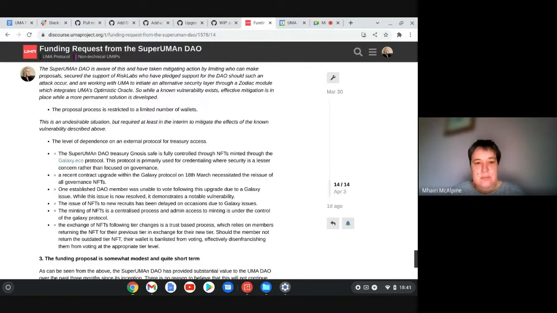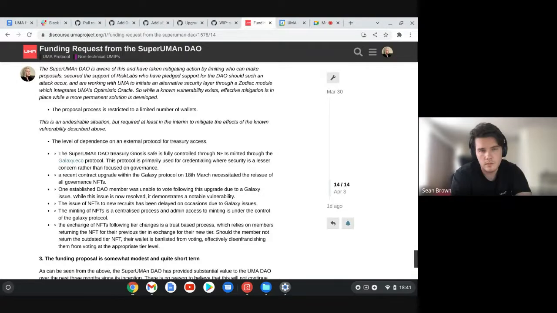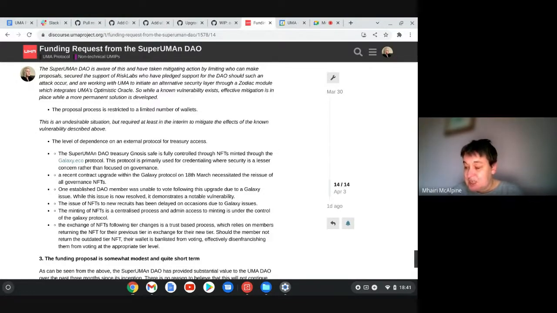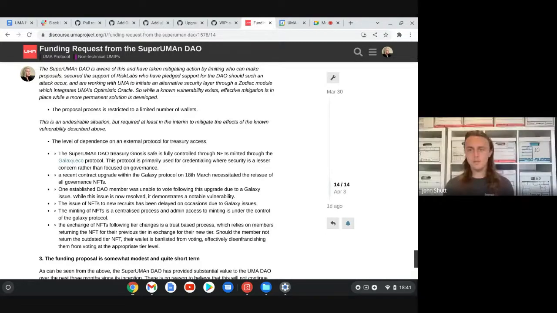Okay, so this should go forward to snapshot, assuming it passes in discourse, with the condition that it's changed to the mainnet safe. I think maybe the role of this technical review call is to provide advice and give feedback, and it's a good opportunity to discuss it. But I'm not sure if we're making go or no go recommendations out of this call.